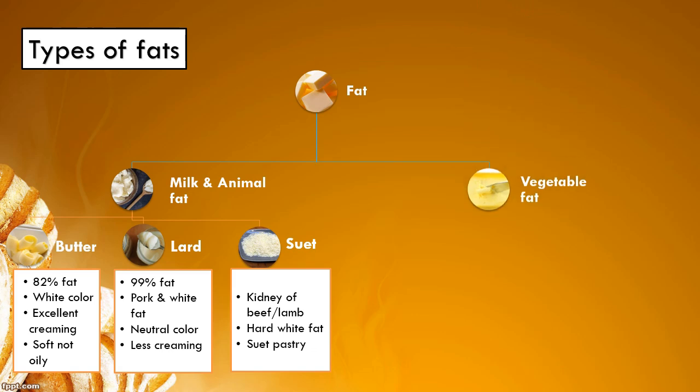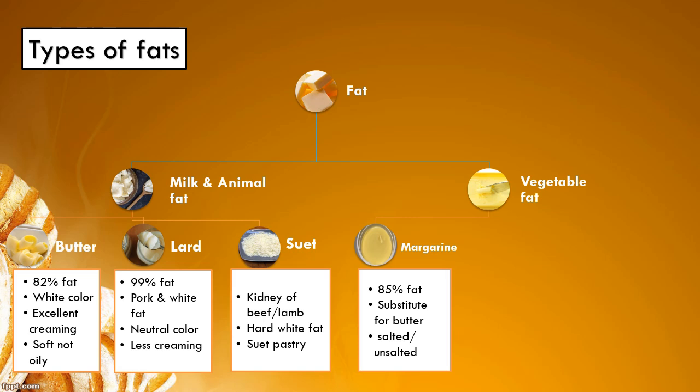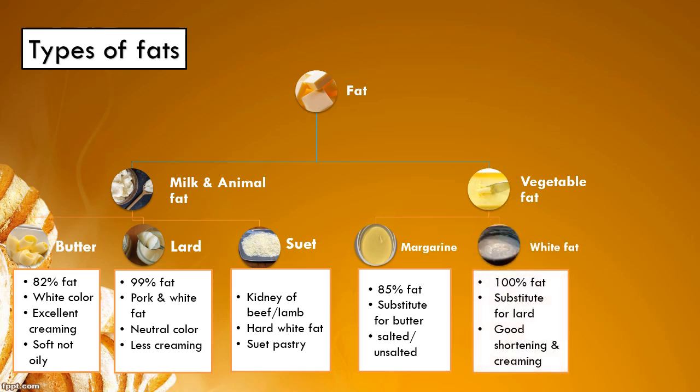Vegetable fat is the other type of fat. Margarine is a standard example of vegetable fat which contains 85% fat, and it also acts as a substitute for butter. It is available in salted and unsalted forms. White fat contains 100% fat and is added as a substitute for lard in bakery units. It has a good shortening power and creaming quality.